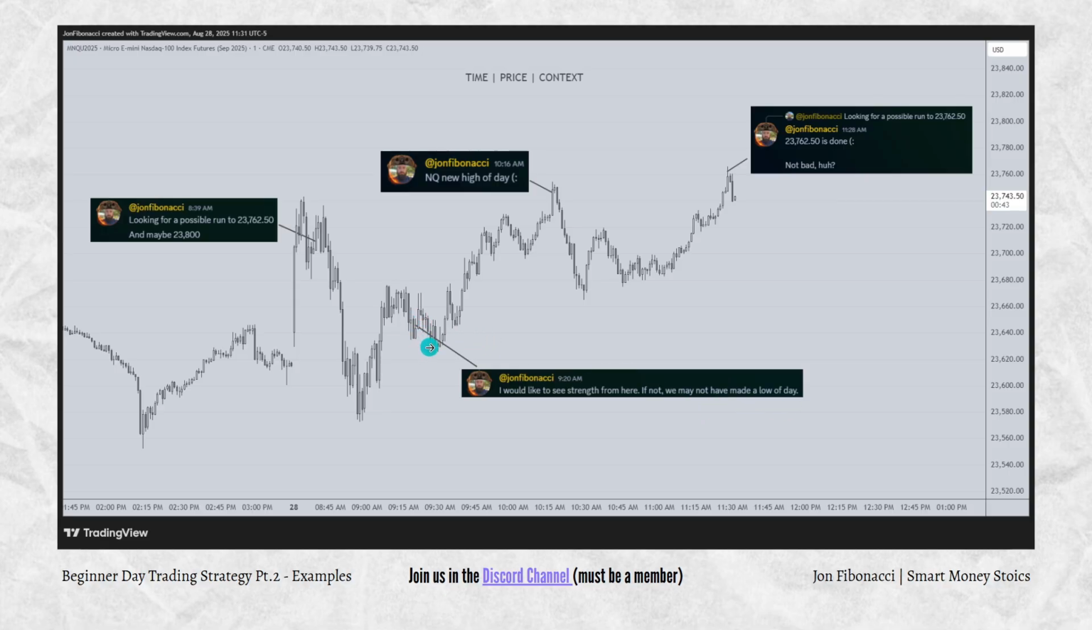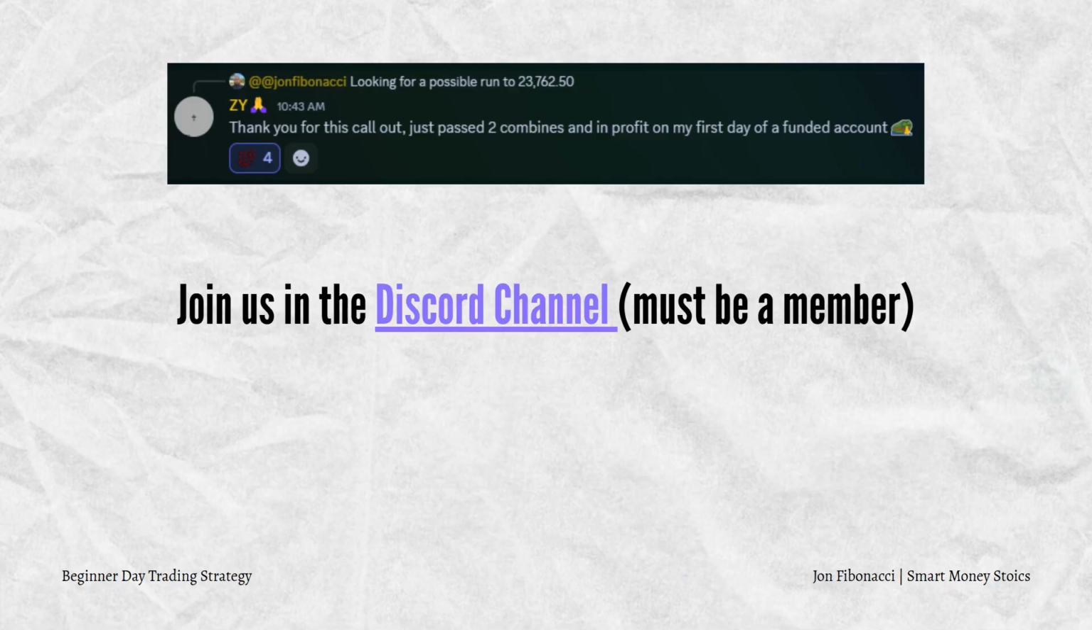What do we get? A small pullback in a few minutes, no problem. Boom. Signs of strength. NQ clears out this consolidation here, that buildup of liquidity right there. Boom. That could be a partial or a TP. We get a retracement back into the range. Then we extend for 23,762.5. Pretty cool, right? Of course. So thanks to Z, they sent out this a little bit earlier today. Thank you for this call out.